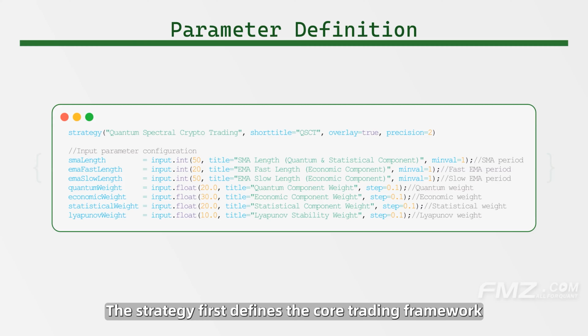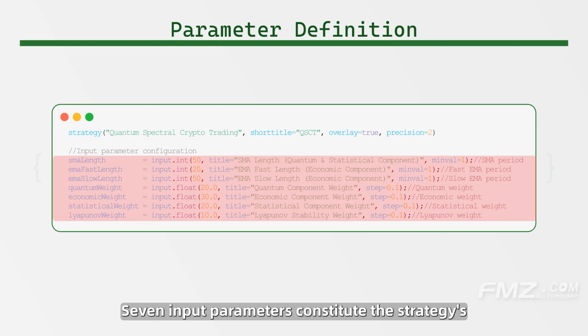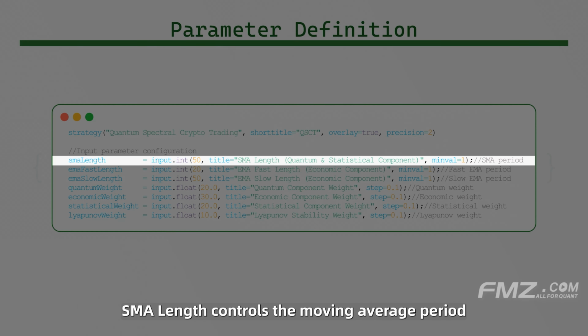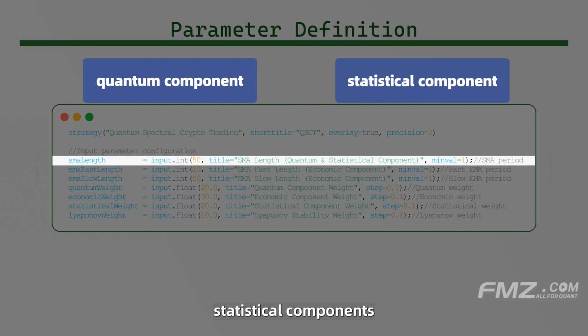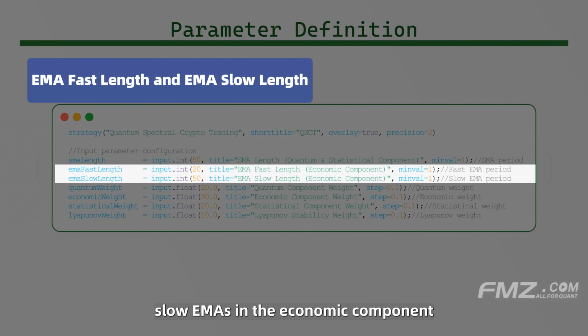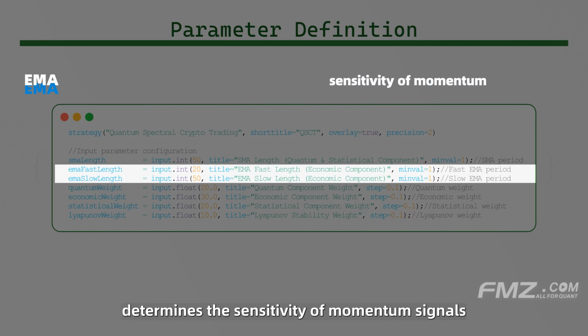The strategy first defines the core trading framework and key parameters. 7 input parameters constitute the strategy's parameter system. Small length controls the moving average period, simultaneously affecting the calculation foundation of both quantum and statistical components. EMA fast length and EMA slow length define the periods for fast and slow EMAs in the economic component. This ratio relationship determines the sensitivity of momentum signals.